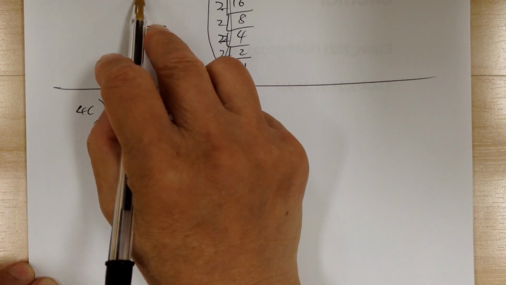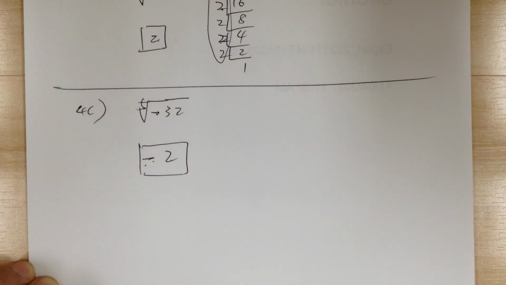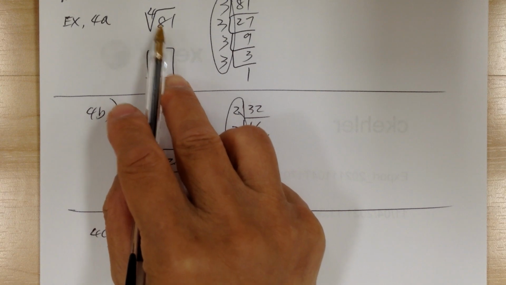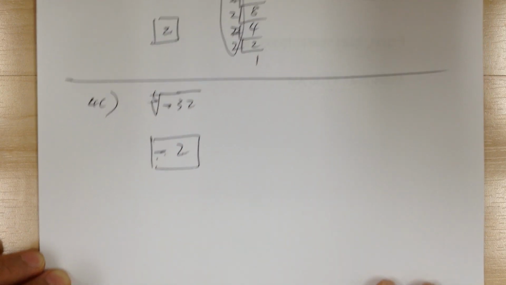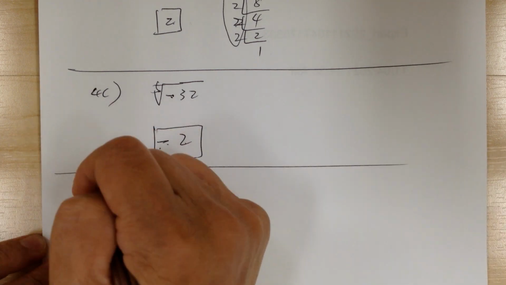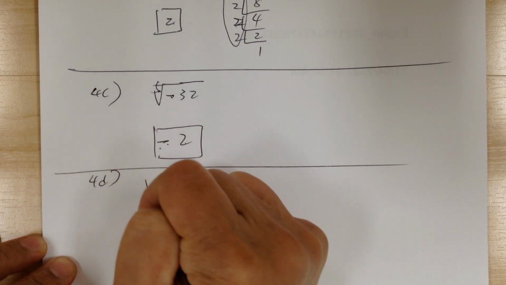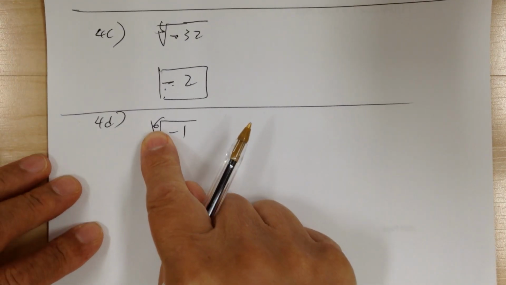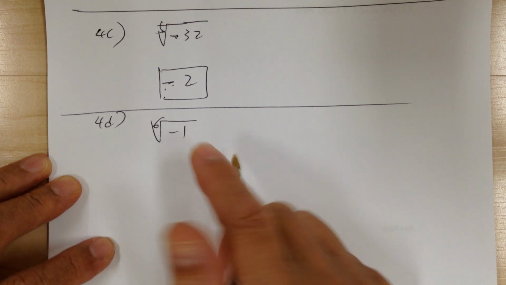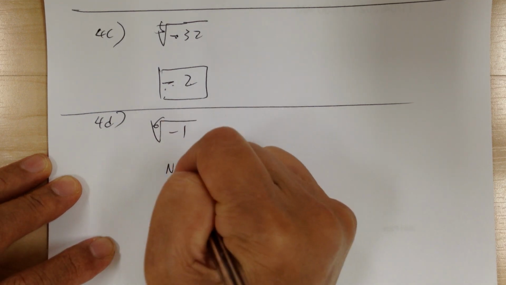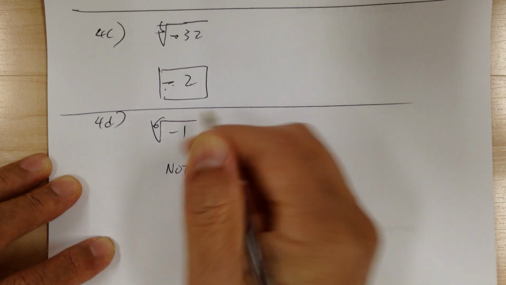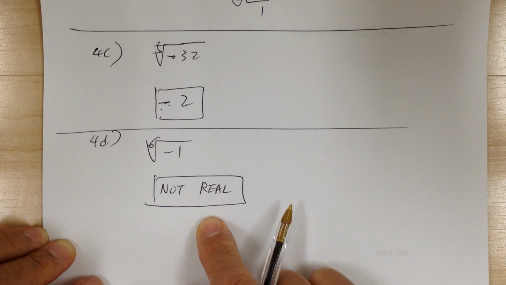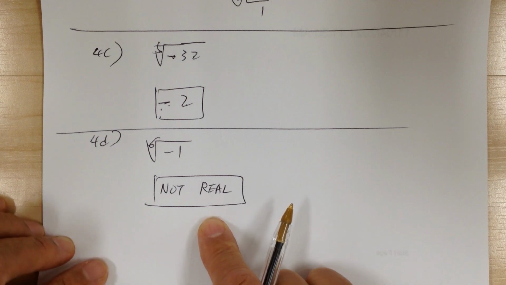Okay. So when the index is odd, there's nothing to worry about. But if the index is even, then you cannot have the negative inside. It would be not real. Okay, example 4d, you have the sixth root of negative 1. Again, when the index is even, you cannot have a negative on the inside. So this is not real. The answer would be an imaginary number, which we will learn in later sections.